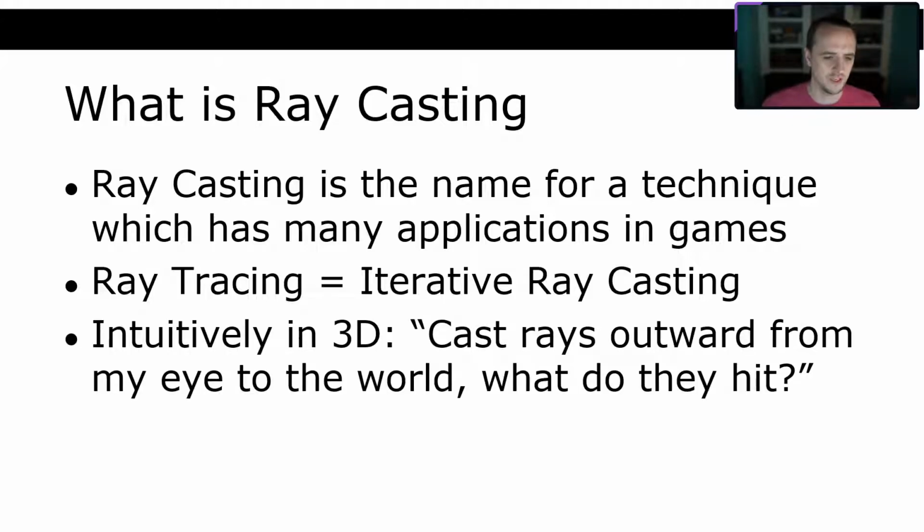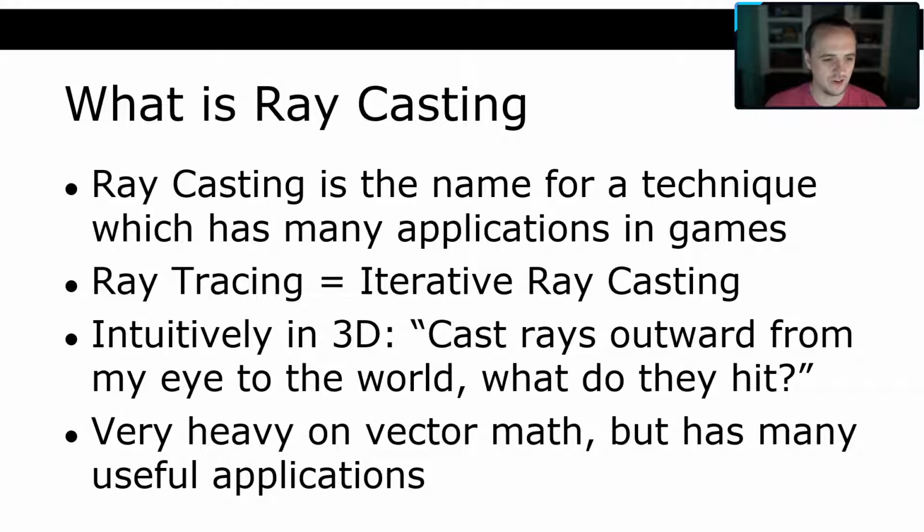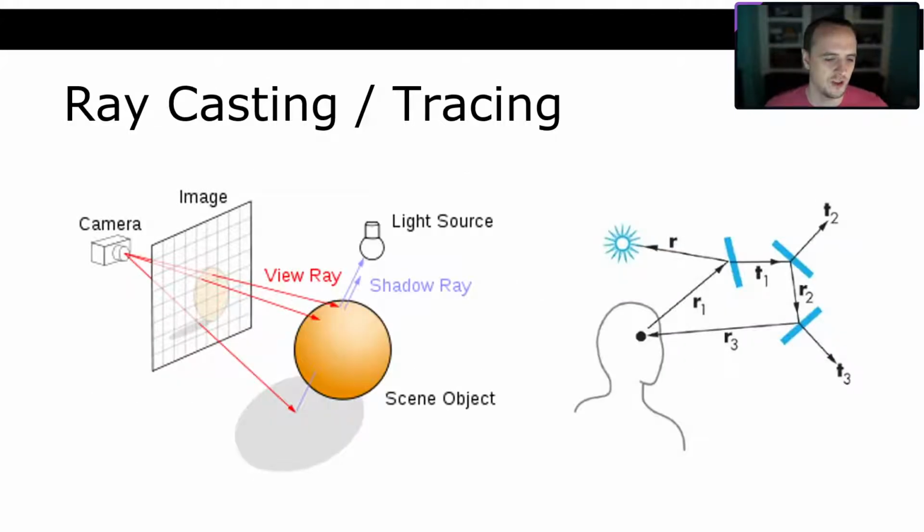Intuitively, if we're thinking in 3 dimensions, because that's the world that we exist in, we cast rays outward from my eye to the world. What do they hit, right? It's very heavy on vector math, but has many useful applications. For example, you can think of ray casting in 3 dimensions almost like a camera or your eyes, right?